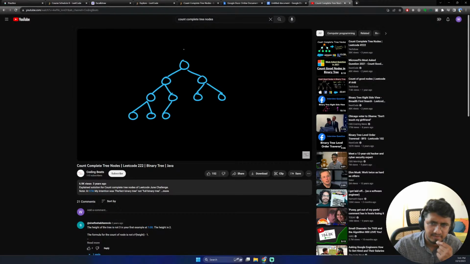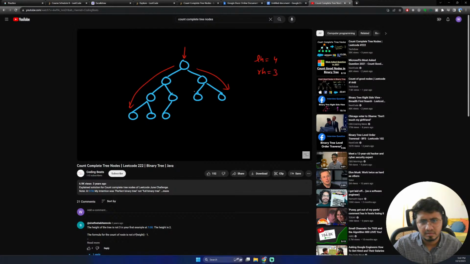Let's take another example. This is also a complete binary tree. I will first come to the root node. I will find the leftmost height and the rightmost height. I get LH as 4 and RH as 3. Since they are not equal, I will recurse to both the children.